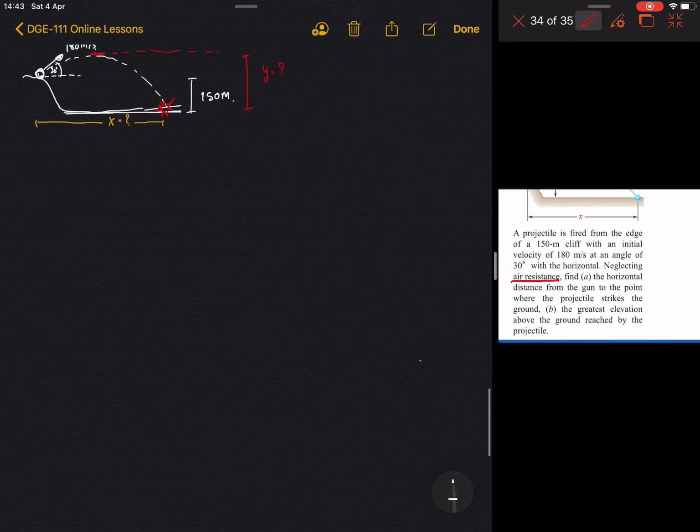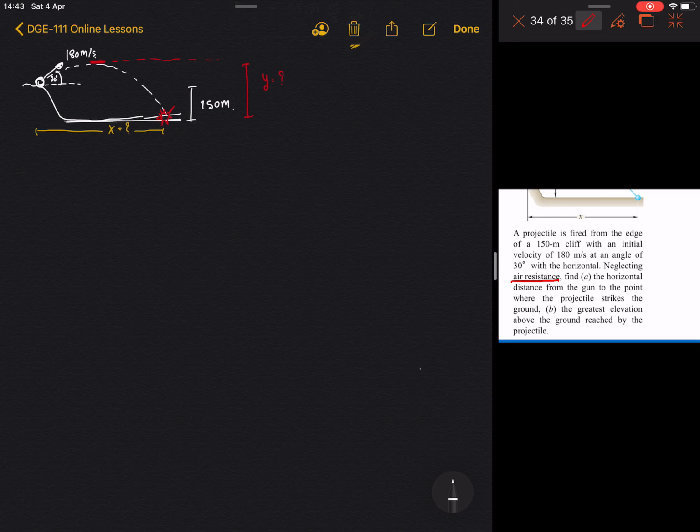Right, then let's start solving the problem. So what do we have now? We are given v0 equal to 180 meters per second, and we have ay equal to minus 9.81 meters per second squared. We have y0 equal to 150 meters. We have ax equal to 0 meters per second squared. Right?